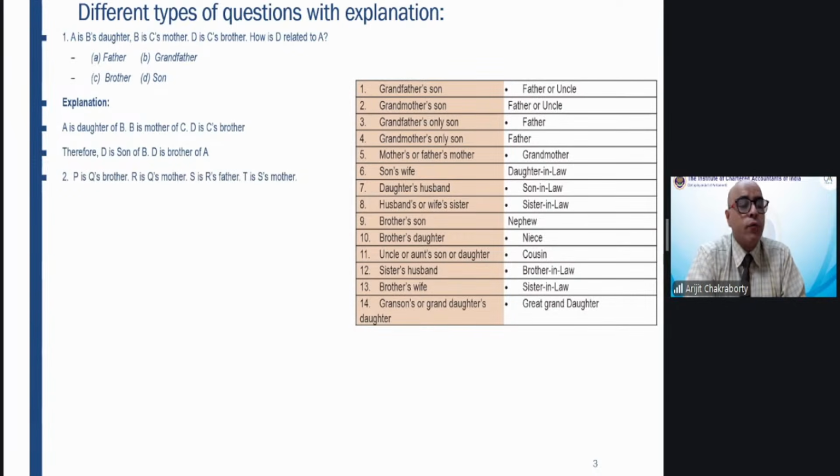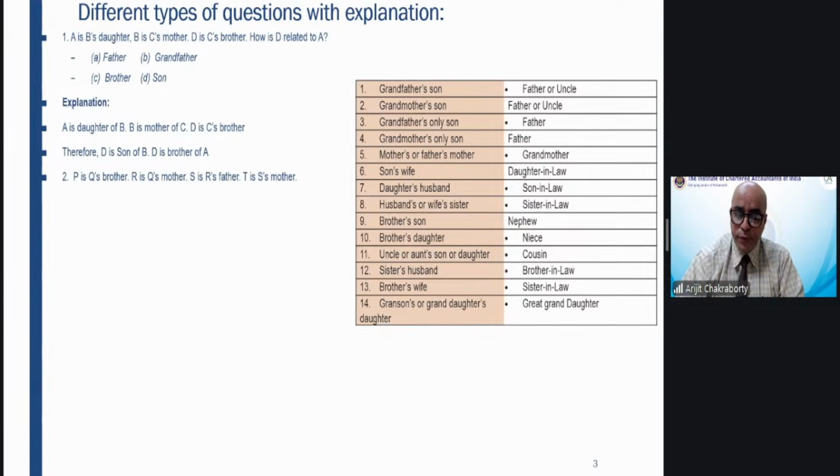Now we look at the second one, P is Q's brother. So P and Q are brothers. R is Q's mother. So P is brother of Q. R is Q's mother. So we can say that R is also the mother of both P and Q. Then we have S is R's father.